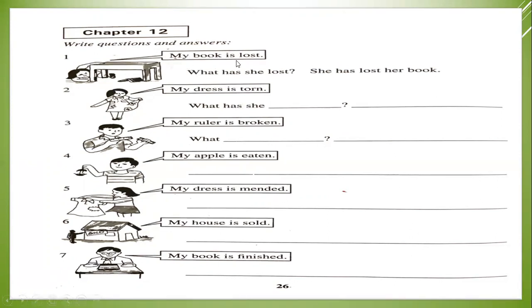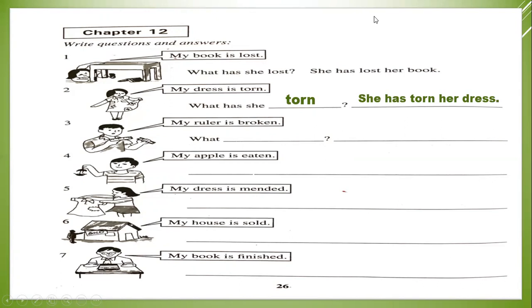Look, my book is lost. There is a girl. She is saying, my book is lost. So how do they make a question? What has she lost? By using the word has. What has she lost? The answer: she has lost her book. Next, my dress is torn. What has she torn? Then the answer will be, she has torn her dress.